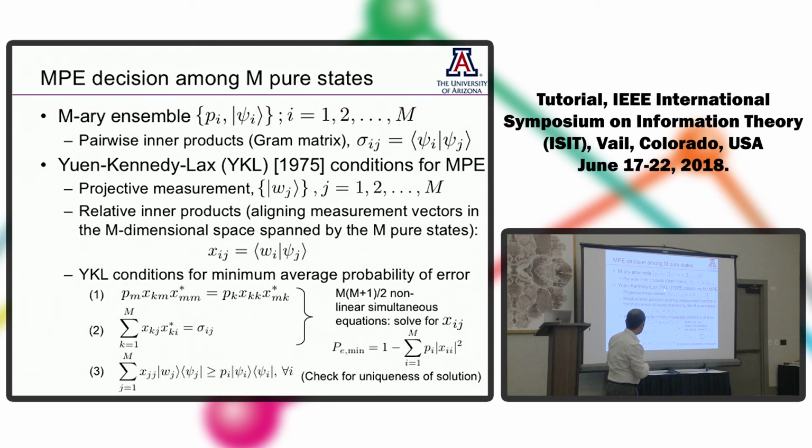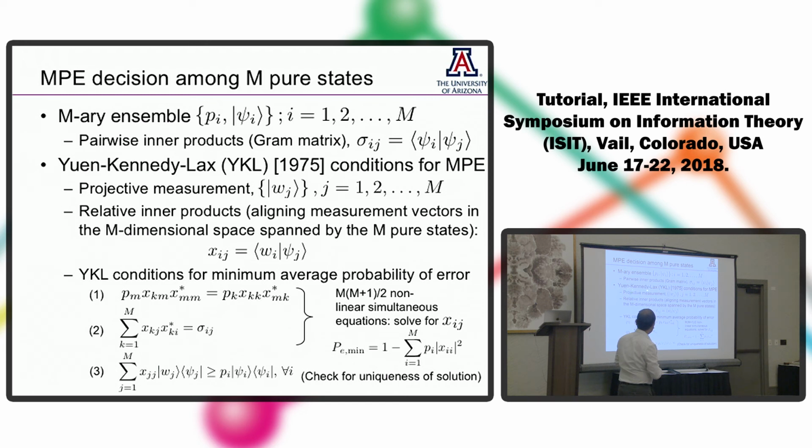Yuen, Kennedy, and Lax, they proved the conditions for the general case, and I'm going to state this without proof, but we'll be using that in some applications in communications and optical communications. So let's just look at what the result is and see if I can understand the notation here. So this is my ensemble that I've been given. Pi are the priors, psi i are the states, and this time I'm going to give you all the pairwise inner products, psi i, psi j. Okay? So not just 2 states, you have m states, so you have all these m choose 2 inner products.